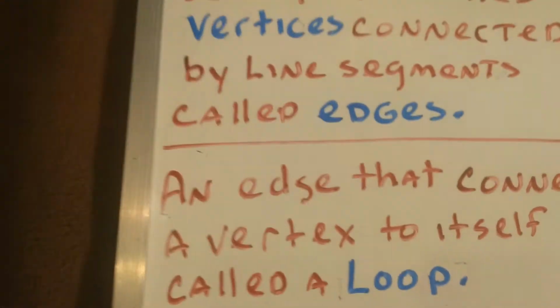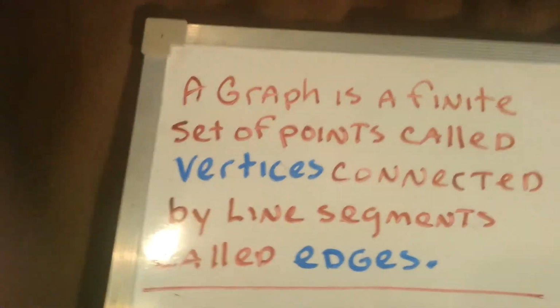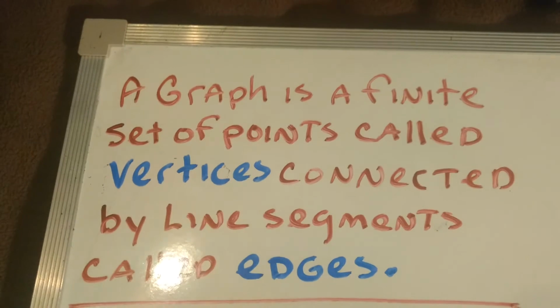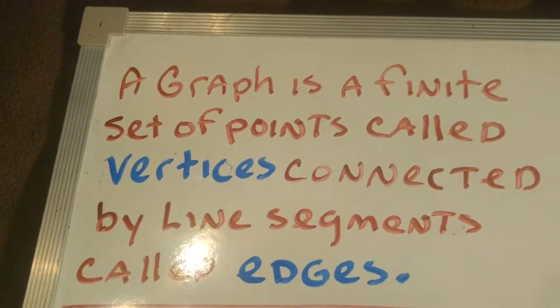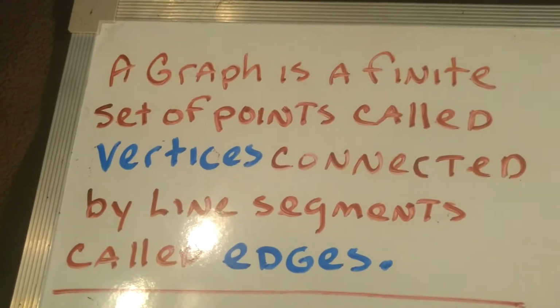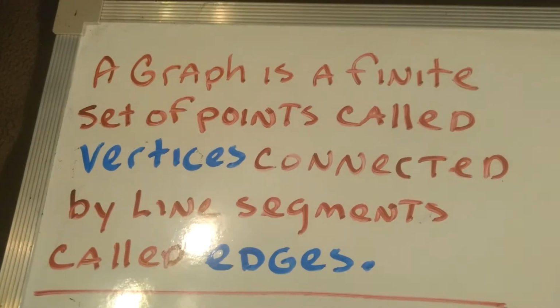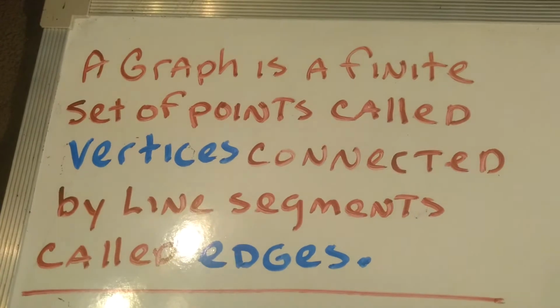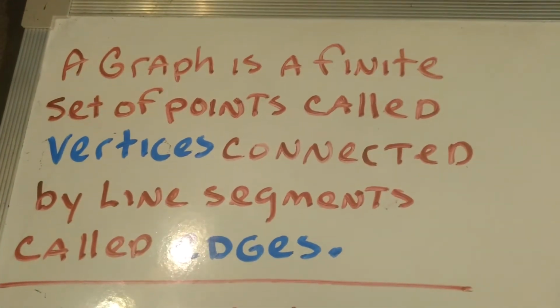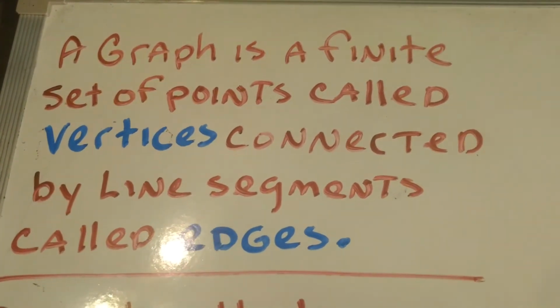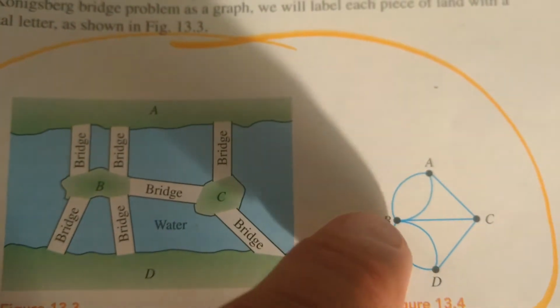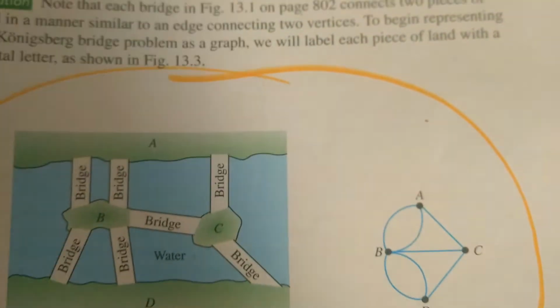So when we start this chapter, we've got to understand a few definitions. All right. So when we go to represent any kind of map or any kind of diagram with a graph, then a graph is a finite set of points called vertices, connected by line segments called edges. All right. So this is what this is doing here. These are the vertices, the A, B, C, D. The lines are called the edges.